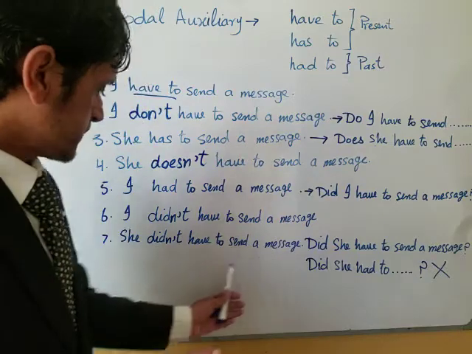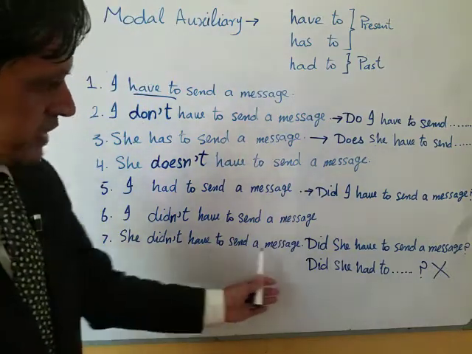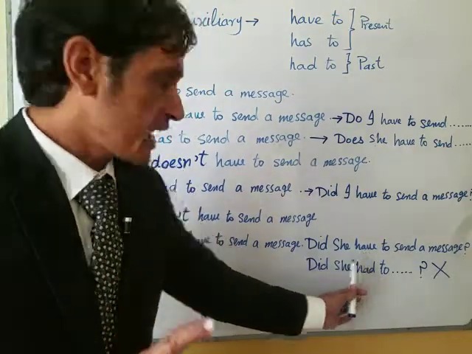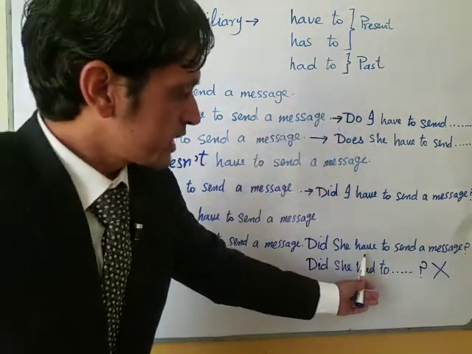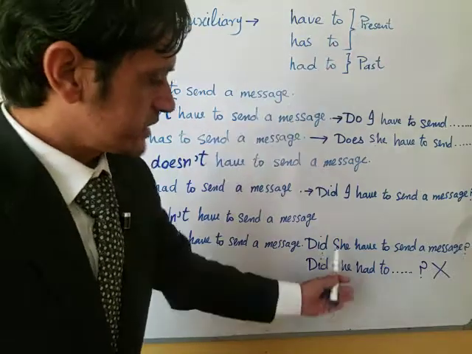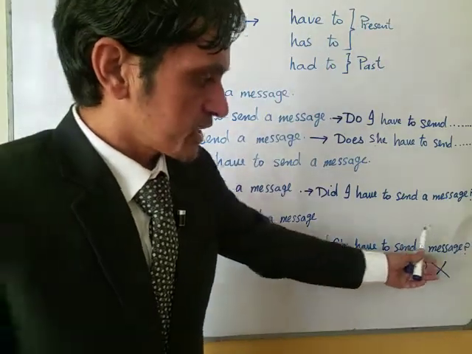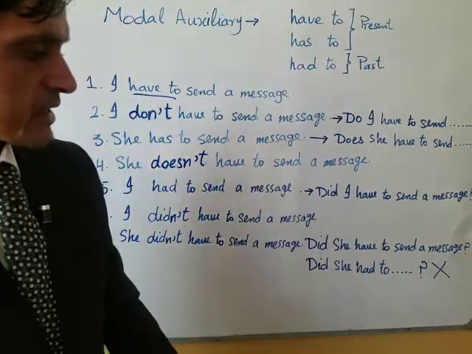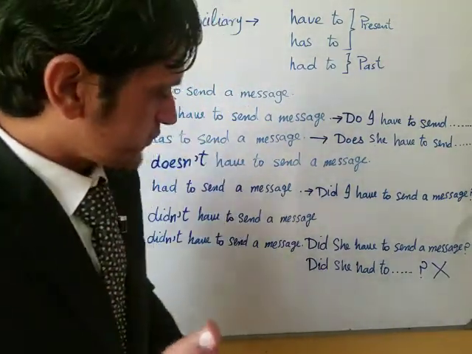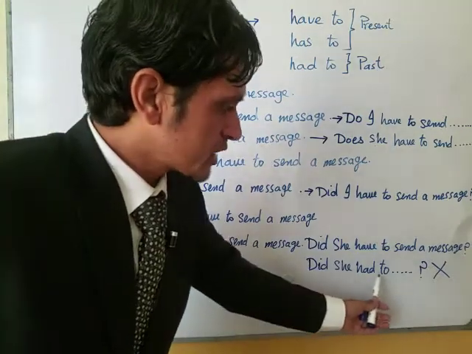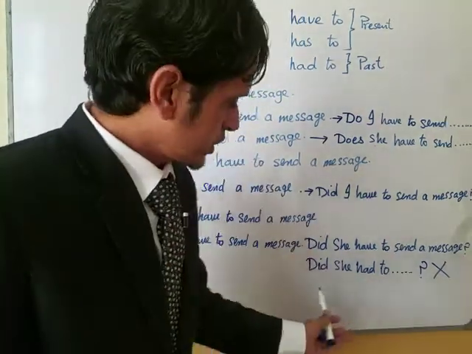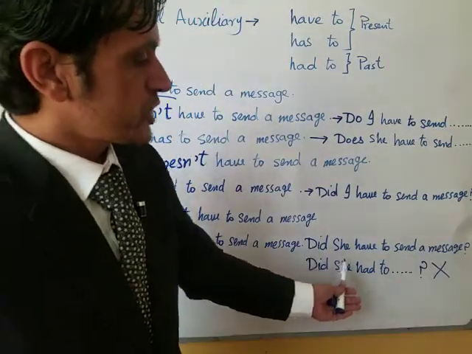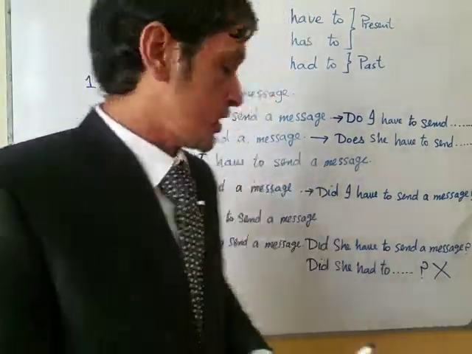Now look at this one. If we say did she, here we will not say had to. We will say have to. Did she have to send a message? And this is the past tense of this auxiliary in interrogative form. So did she had to, this would be wrong. So the right one is: did she have to send a message?